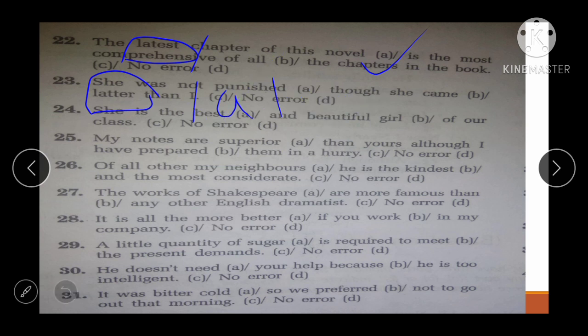The next one, she is the best and beautiful girl of our class. No error. See friend, here where would be the error? She is the best and the beautiful girl in our class. So she is the best and the most beautiful.